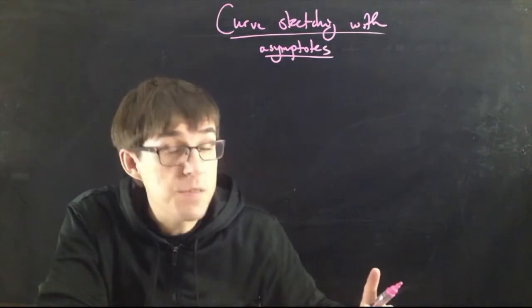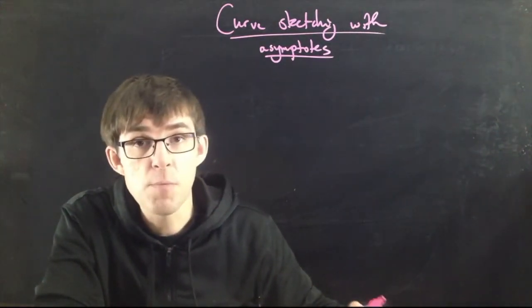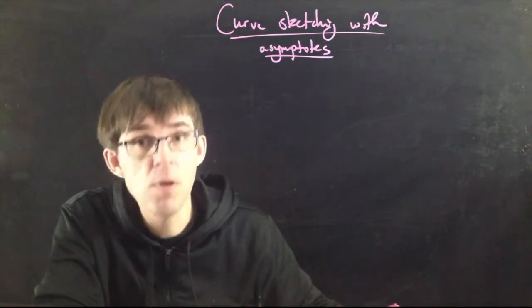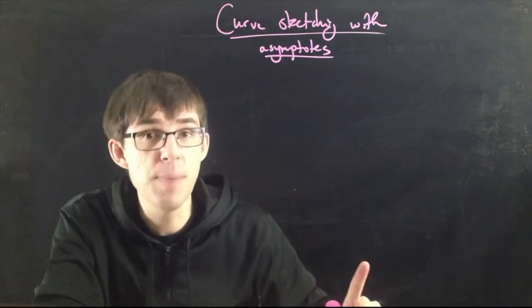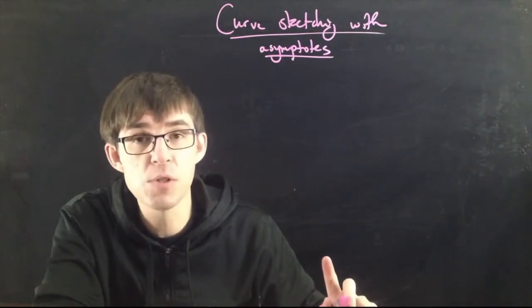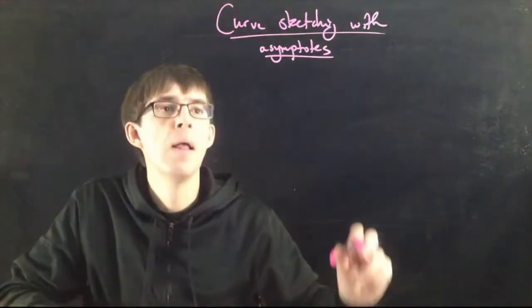I want to talk about curve sketching of a different type of functions. The method we talked about last time will basically work for any polynomial. Let's talk about curve sketching with asymptotes. This method will work for anything which looks like a fraction of a polynomial divided by a polynomial.